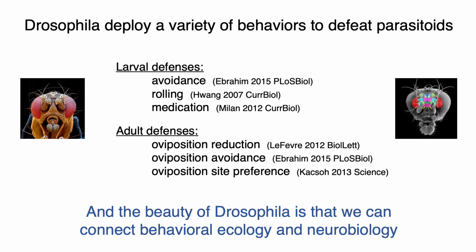Now, one of the cool things about using Drosophila as a model for anti-parasitoid behavioral defenses is that we can connect the behavioral ecology and the organismal biology with underlying mechanisms like the neurobiology and neurogenetics.